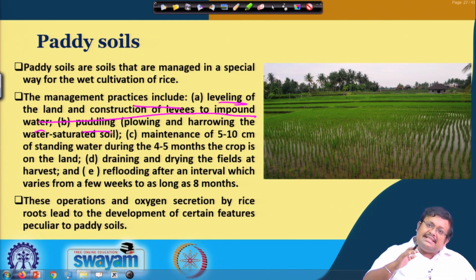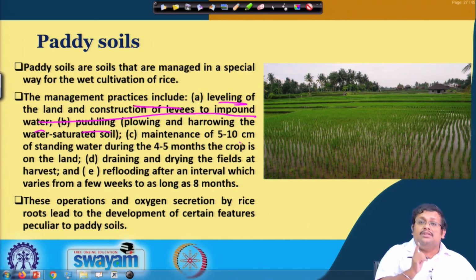So, when the water is standing, we are breaking the clods, the soil particles and the clay particles will be dispersed, and these dispersed clay particles will clog the pores through which water can infiltrate. So, as a result of the clogging of the pores, the water cannot further infiltrate, and as a result there will be stagnation of the water. So, this process is known as puddling, ploughing and harrowing the water saturated soil.